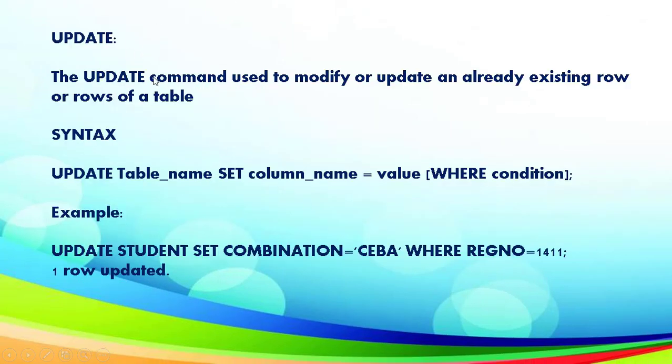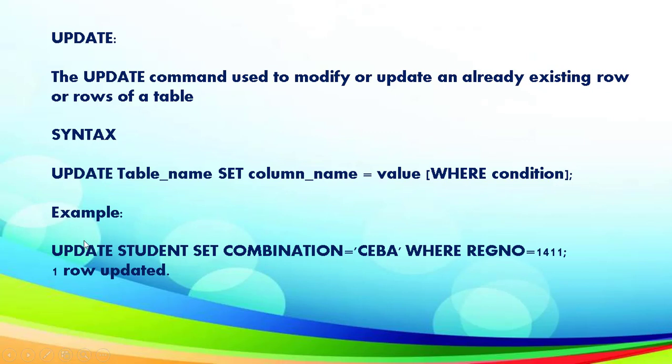Now you can see the update command. Update command is used to modify or update an already existing row or rows of a table. You can update a single row or you can update 2 or 3 rows also based on the condition. Now let us see the syntax for the update command. It is used with the keyword update, then the table name, set, column name is equal to value, based on condition, so where condition and semicolon.